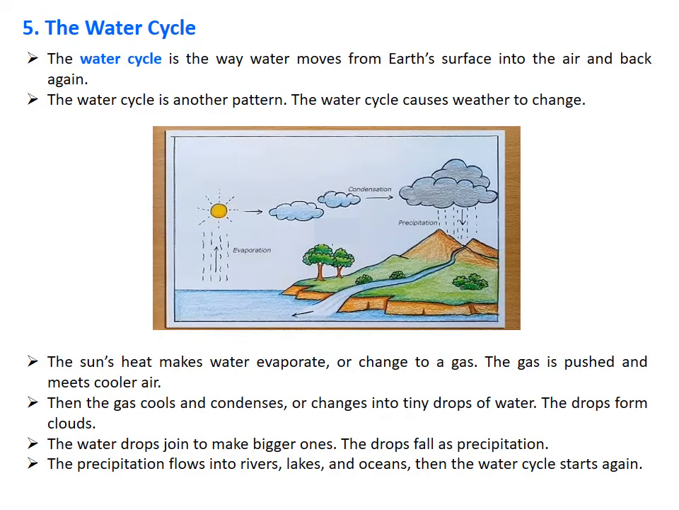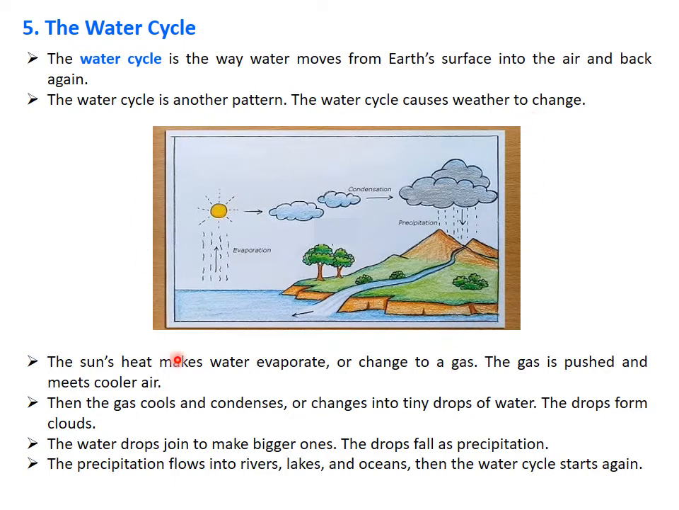Now we are going to learn about an important process, which is the water cycle. By definition, the water cycle is the way water moves from Earth's surface into the air and back again. The water cycle is another pattern. The water cycle causes weather to change. Now, let's discover what are the different steps of the water cycle.